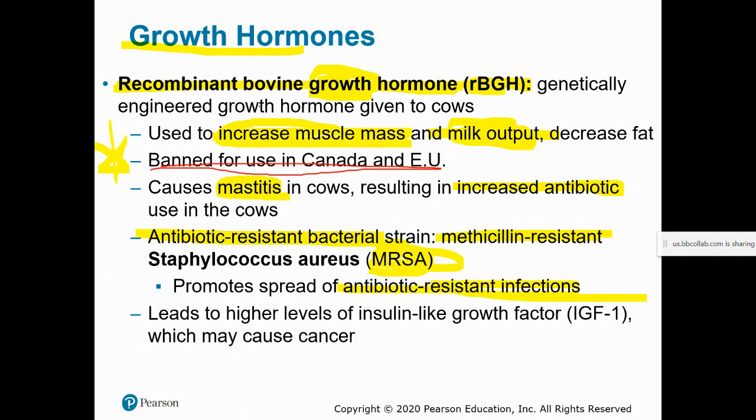Another issue with use of recombinant bovine growth hormone, not just the antibiotic resistant bacteria, but also we start to see that these cows then produce even more insulin-like growth factor, and humans who consume the milk or the muscle, the meat of these cows, may also produce more insulin-like growth factor, which may be a cause of cancer development in the person eating these animals and their milk.